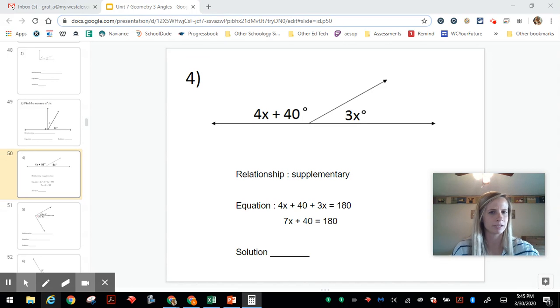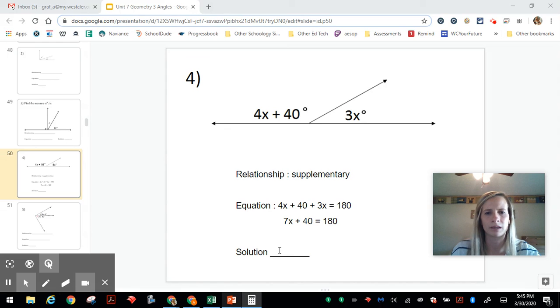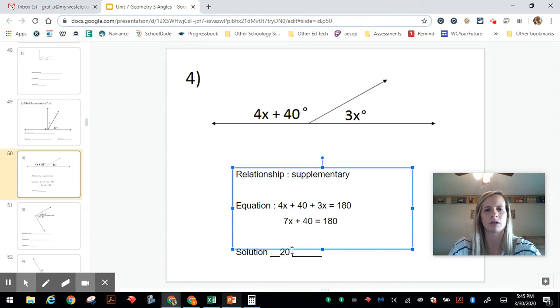Okay, so my first step should have been subtract 40 from each side. That would get me to 140. Right? Second step, 140 divided by 7, it would get me 20 degrees.